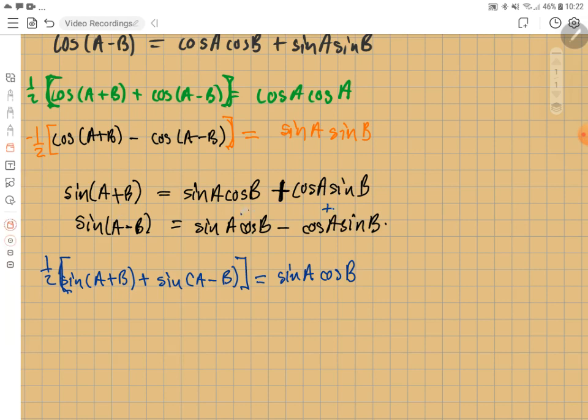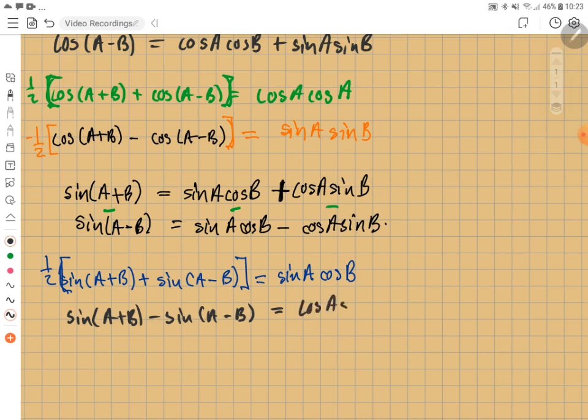Let's see what we would then have if we had a subtraction sign there. Well, we would be having minus, minus, minus. Then this becomes sine of A plus B minus sine of A minus B, okay? And this would be equal to, if I say sine A cos B minus sine A cos B, it becomes 0. Then cos A sine B minus minus becomes plus. So plus cos A sine B, it becomes 2 cos A sine B.